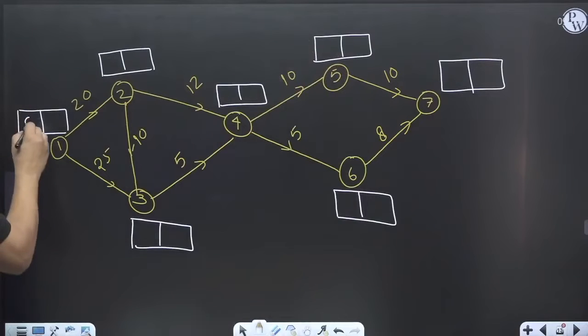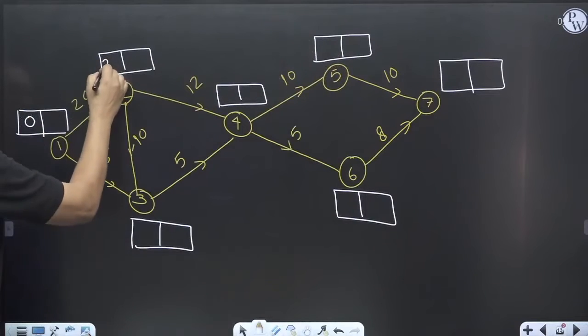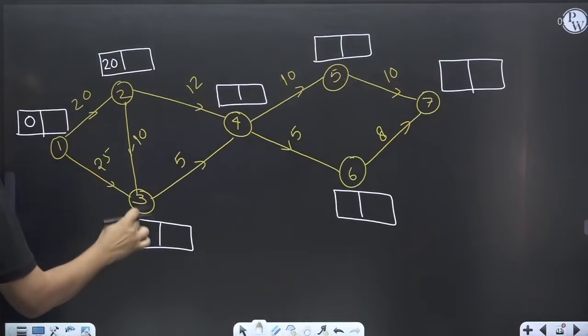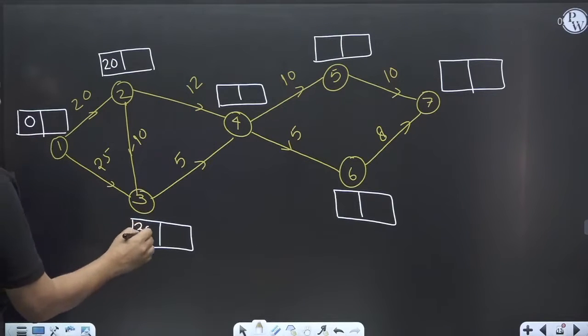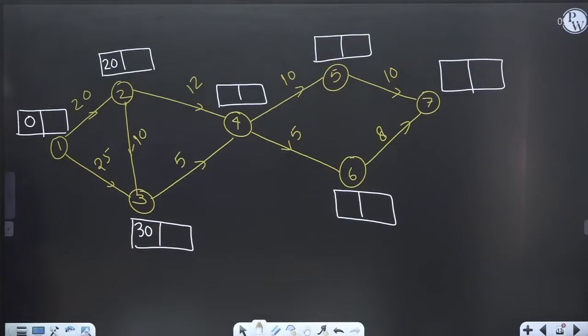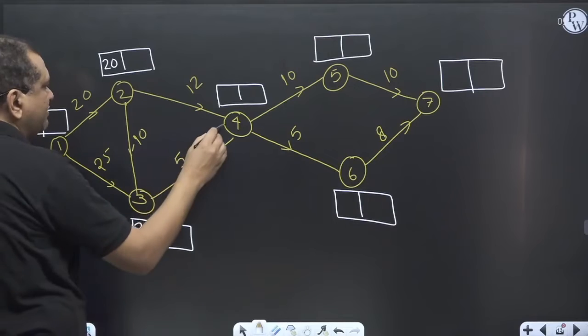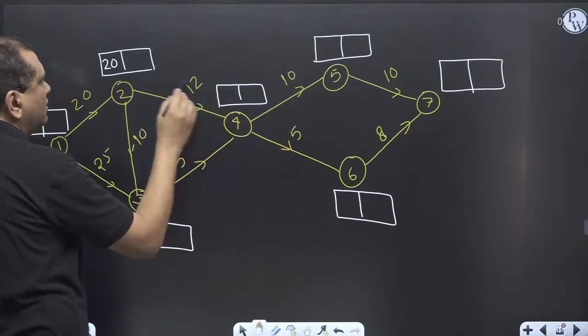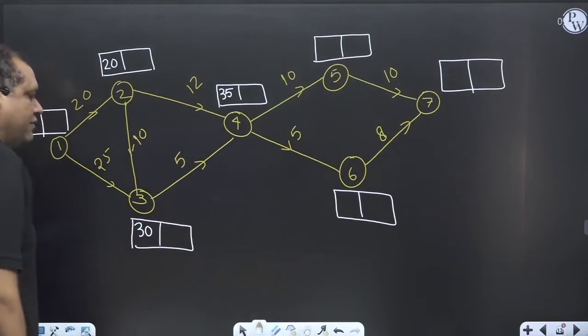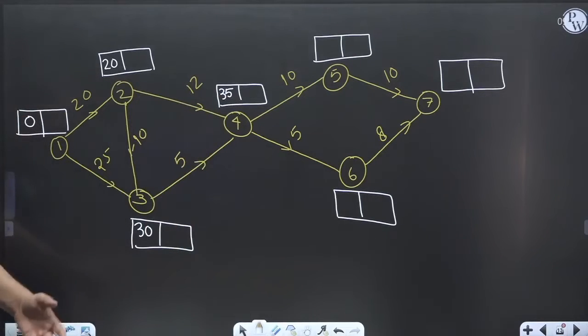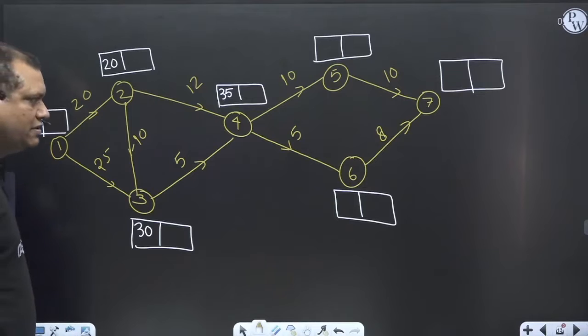So 0, 0 plus 20, 20, 20 plus 10, 30, 0 plus 25, 25. In the forward pass, I take the maximum value. 30 plus 5, 35. 20 plus 12, 32. 35. Because in the forward pass, I take the maximum value.